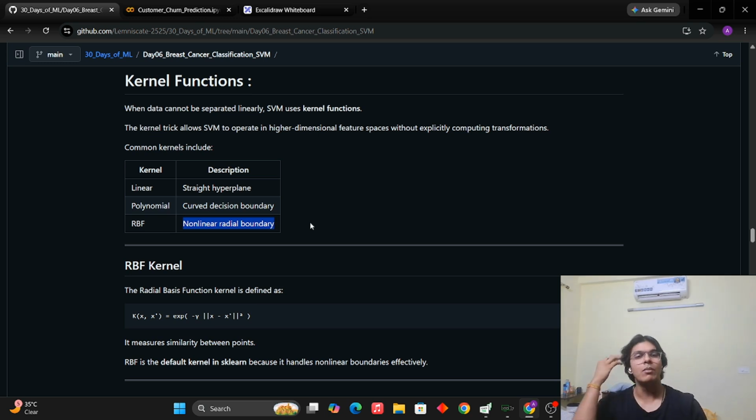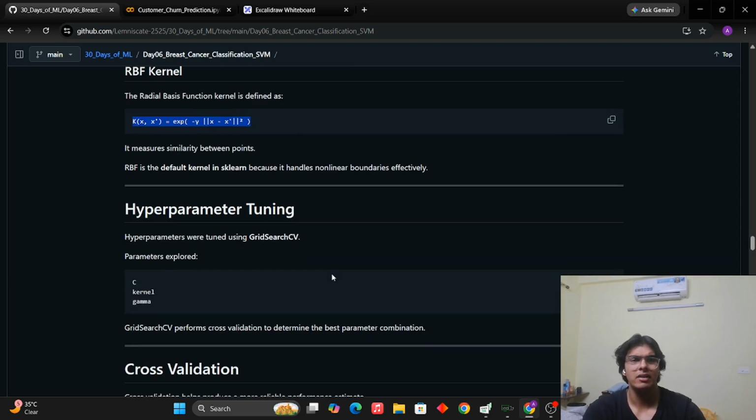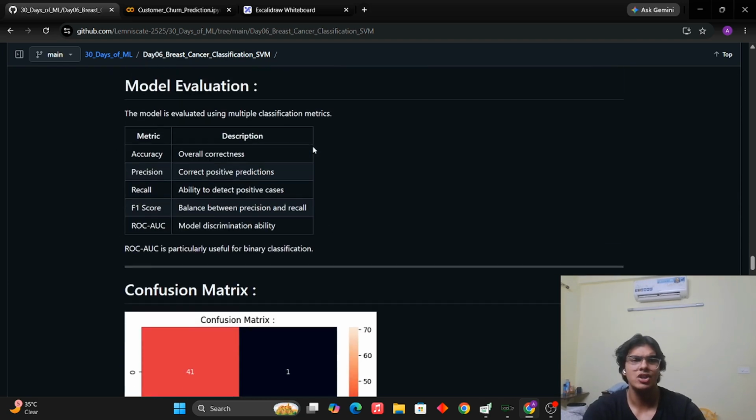So RBF is more suited to the real world because real world data is never linear. In this case, we had linear data, so linear worked fine, but RBF still gave us a better value. This is the equation of the RBF. You can see this is the tuning, validation.